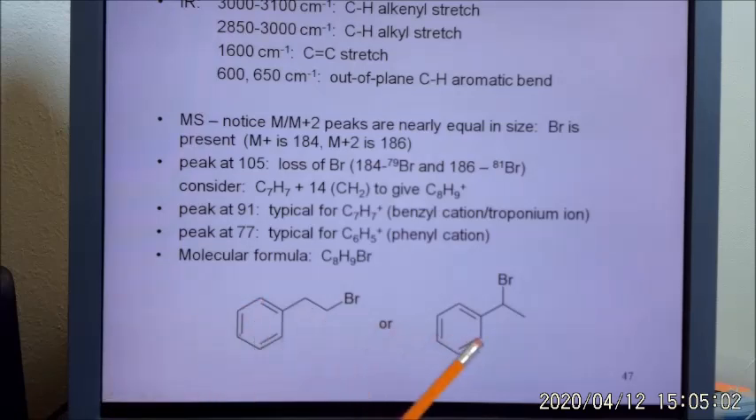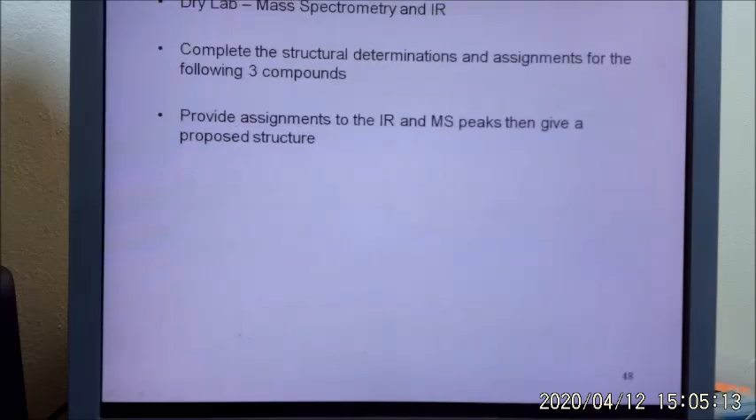All right, so these are basically the two possible structures you could come up with from both this IR and mass spec. And then in your attachment on Canvas, you'll be doing exactly the same thing with the structure determination and the assignments of your IR and mass spec peaks.